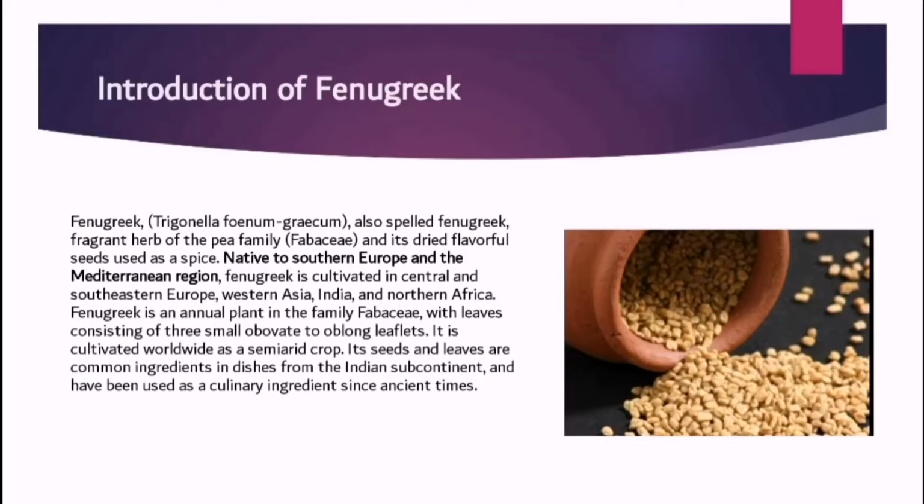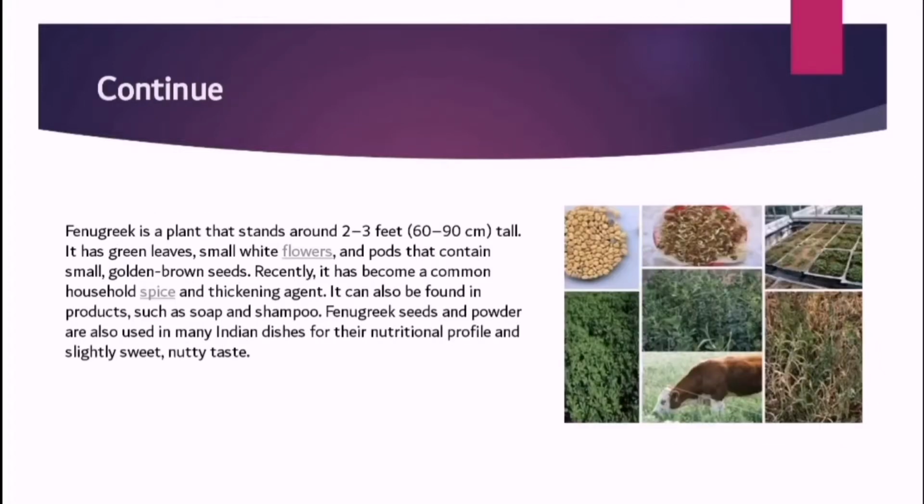Its seeds and leaves are common ingredients in dishes from the Indian subcontinent and have been used as culinary ingredients since ancient times. Fenugreek is a plant that stands around 2 to 3 feet, 60 to 90 centimeters tall. It has green leaves, small white flowers, and pods that contain small golden brown seeds.